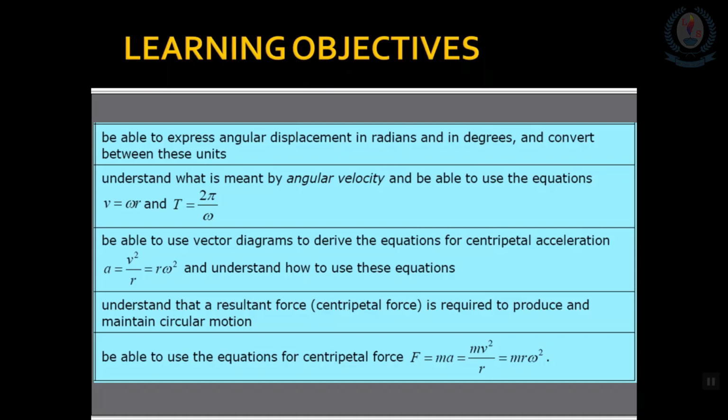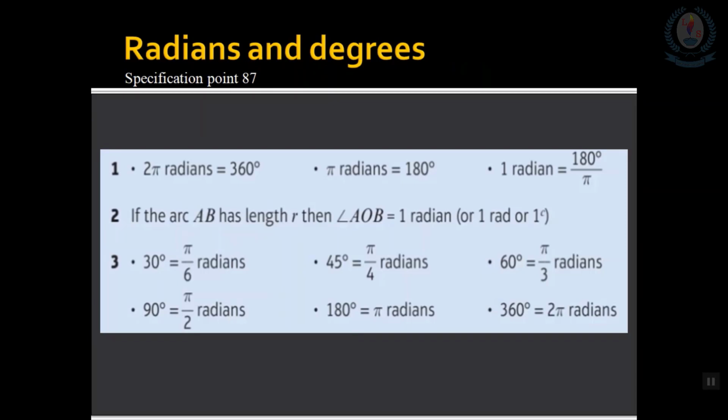And finally, we will try to derive an equation and we will try to use them in some questions. This F equals ma, which is deriving to mv squared over r and mr omega squared. Okay, now we will see about the first thing, radians and degrees.